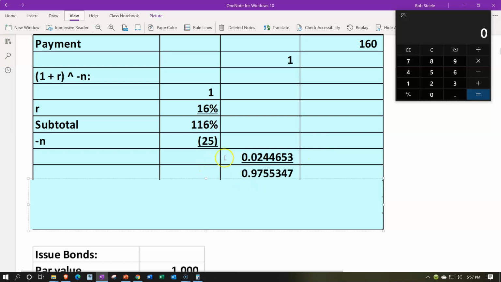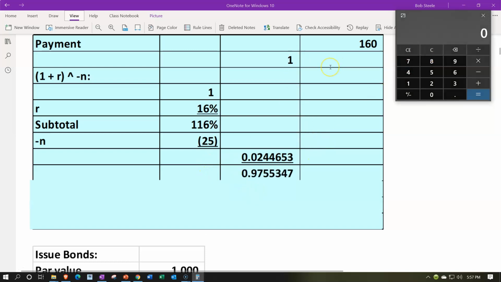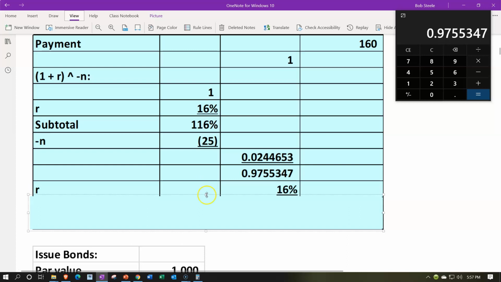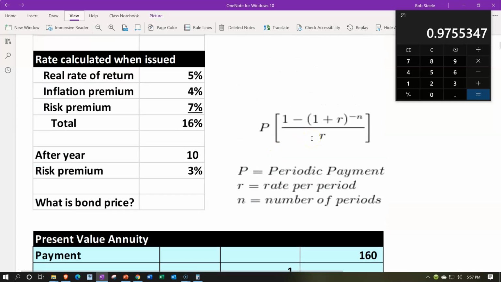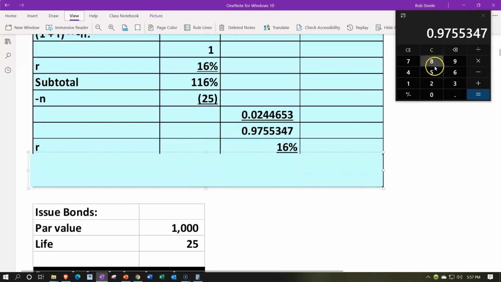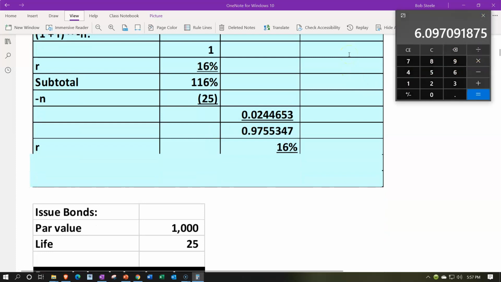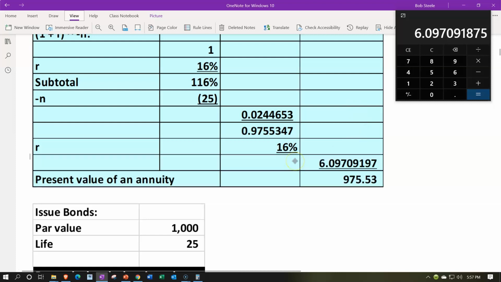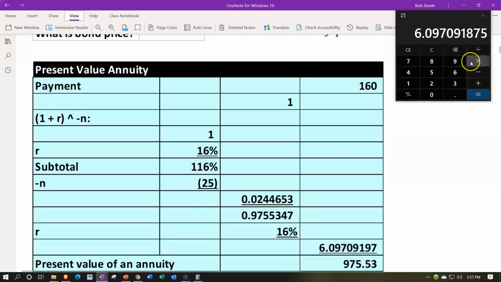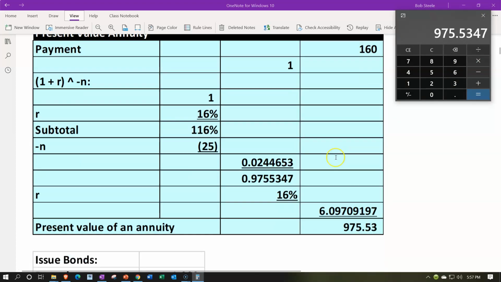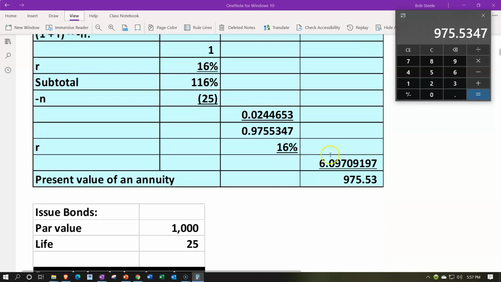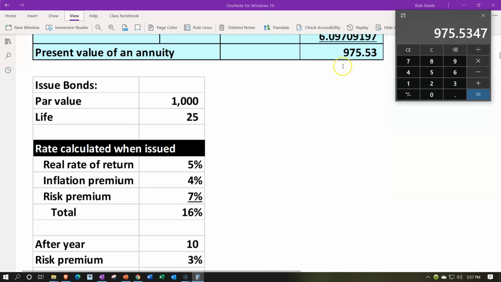I'm going to change this back to a normal calculator, because if I'm not being scientific, I like to be in the normal calculator. And then if we take the 1 minus that amount, 1 minus the 0.0244653, there's the numerator, the num number, 0.9755347. Divided by the denominator, that's going to be this number, r, which is 16%, that's the market rate. So divided by the denom, 0.16, in other words, gives us the 6.0709197. And then take that and multiply it times the 160, and we get the 975.53 about. So that's going to be the amount of the annuity.